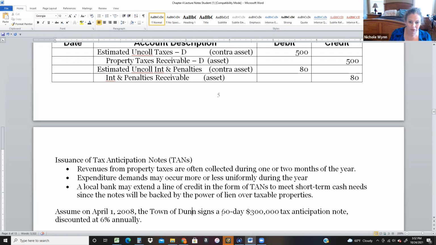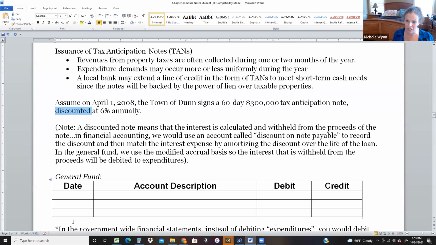So assume Town of Dunn signs a 60-day, $300,000 tax anticipation note discounted at 6% annually. What we're saying is that when they let us borrow the money, they're going to take the interest up front. That's what discounting a note means. We learned that maybe in financial accounting, but definitely in intermediate. And so, for that $300,000 tax anticipation note, I went ahead and explained it just in case you needed a refresher on what discounted notes mean.